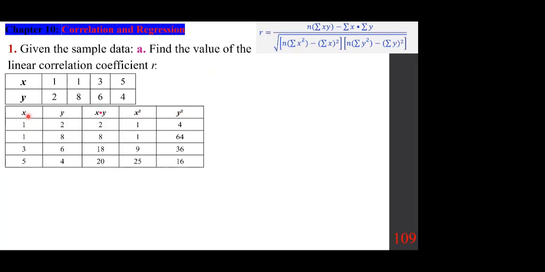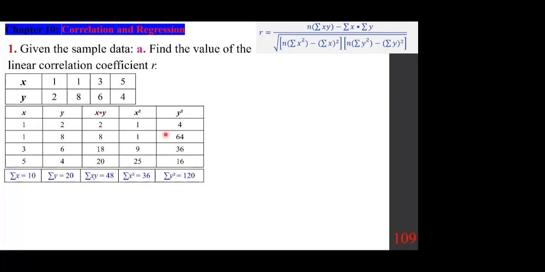So what is x squared? The first column, square it. 1 squared, 1 squared, 3 squared. We need the second column squared. 2 squared is 4, 8 squared is 64, so on and so forth. Now we're going to add them up, each column. So summation of x, add this column up, summation of y, we have all of this.